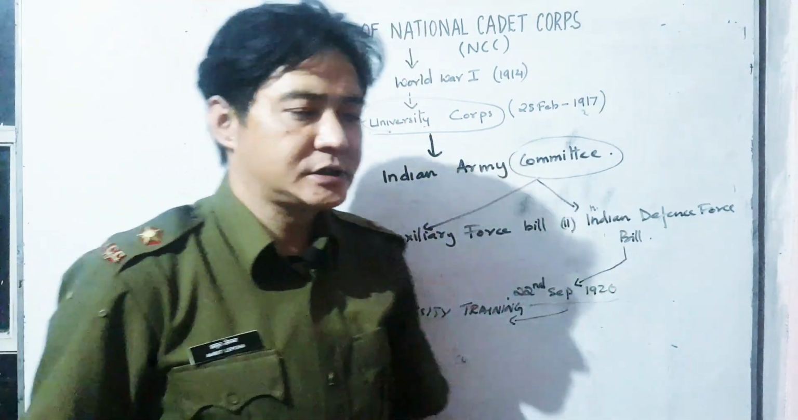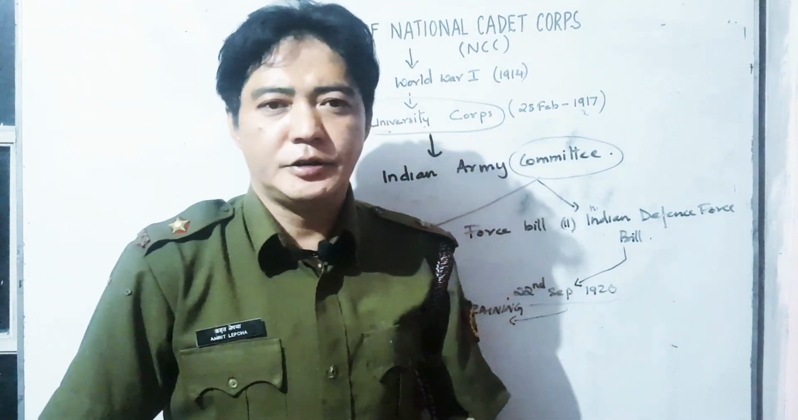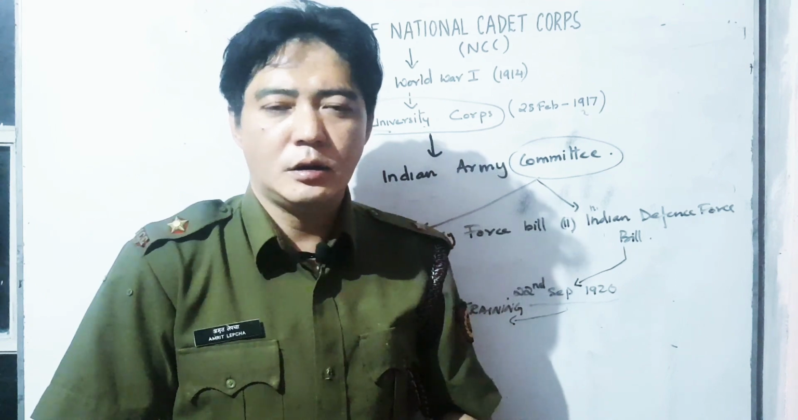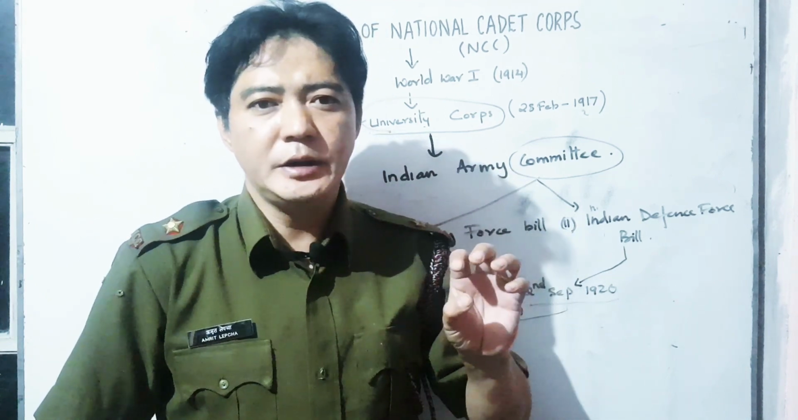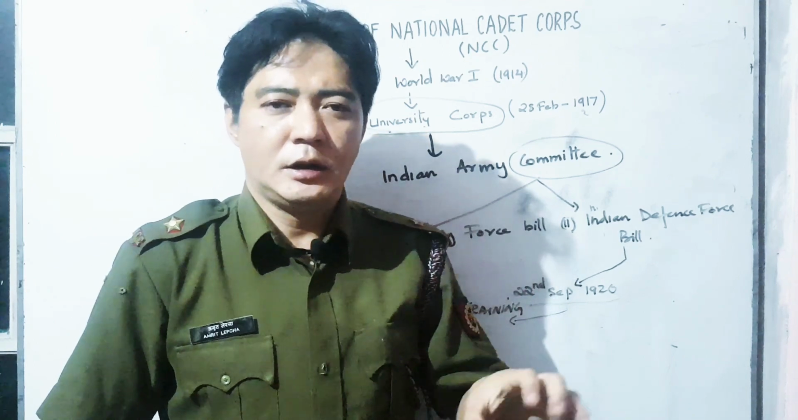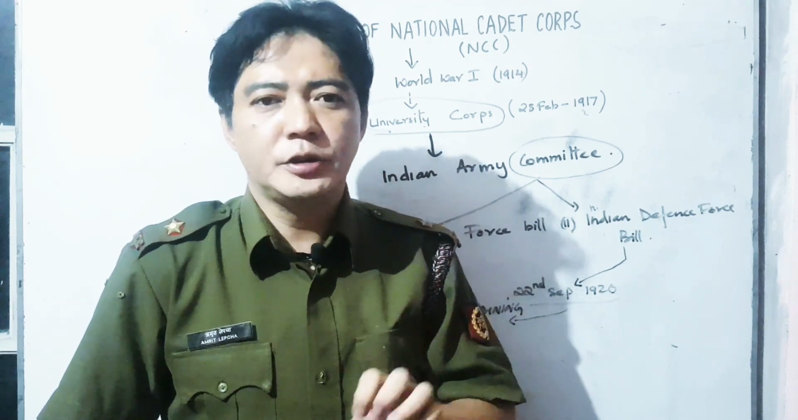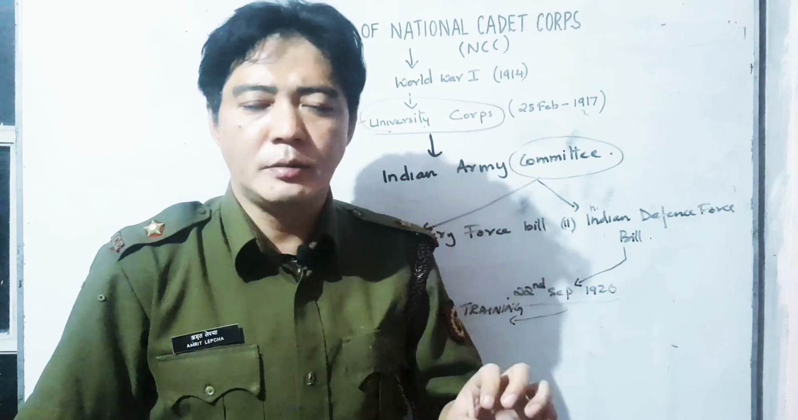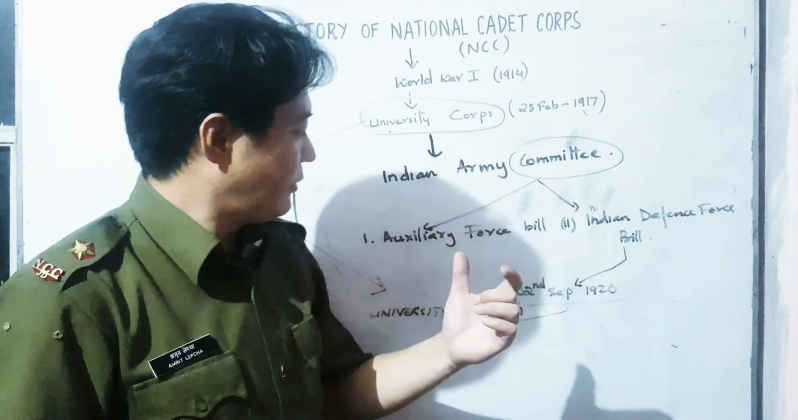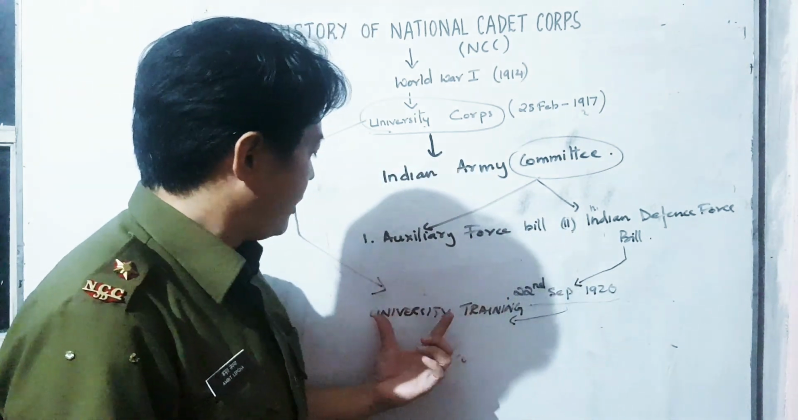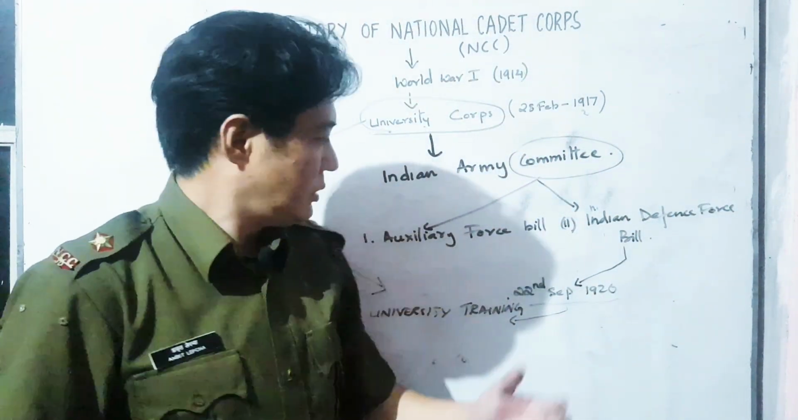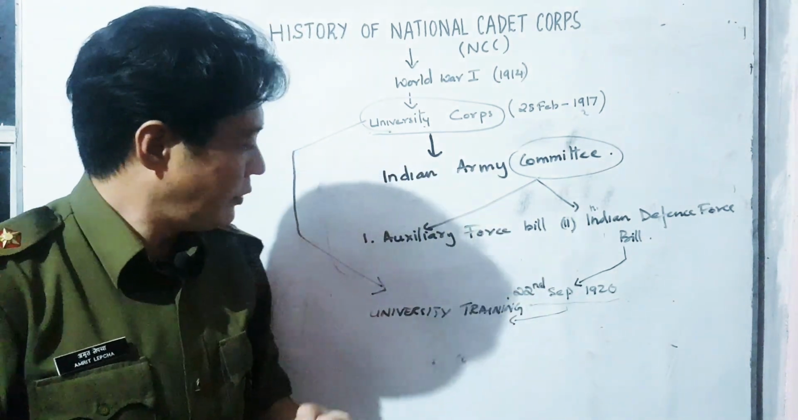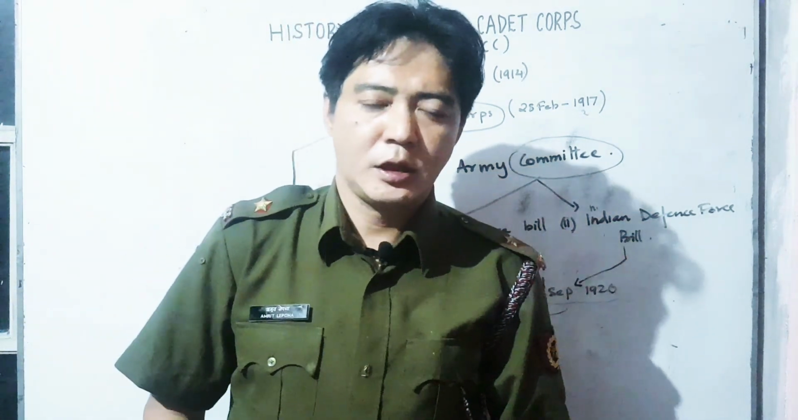As time passed, or you can say as the intensity of the war slowly subsided, the British government thought that the trained, educated youth of India could create more problems for them. So the British government deactivated the function of University Training Corps. They defunctioned the activities of University Training Corps.